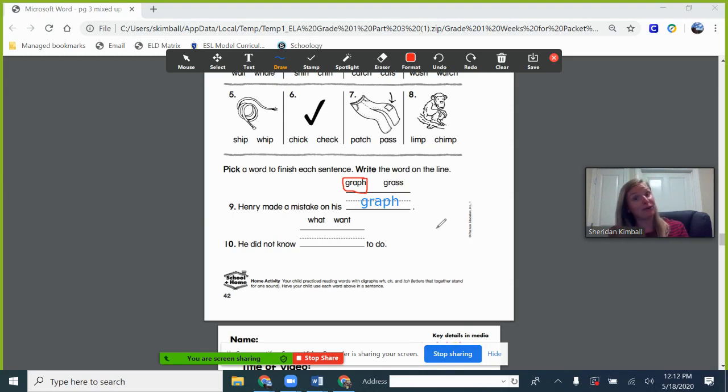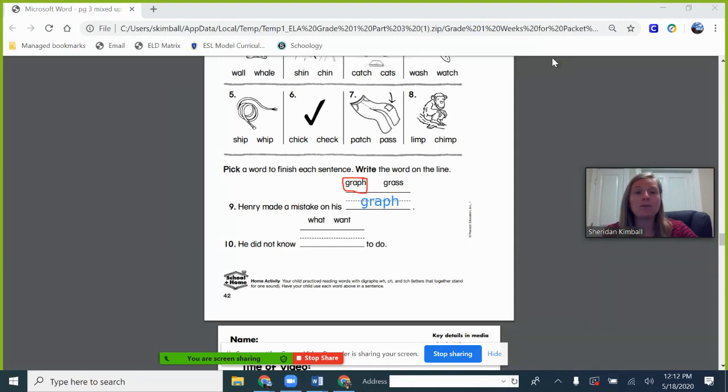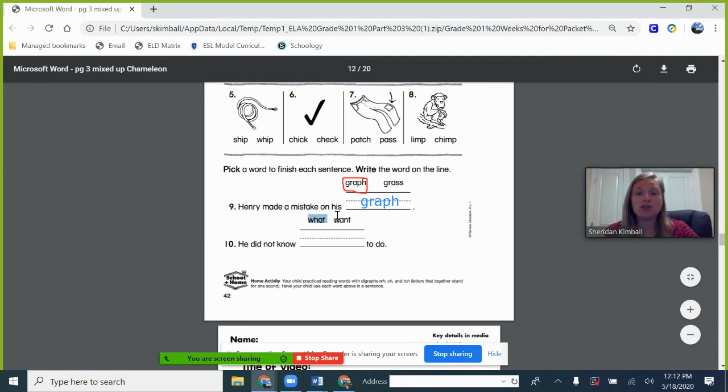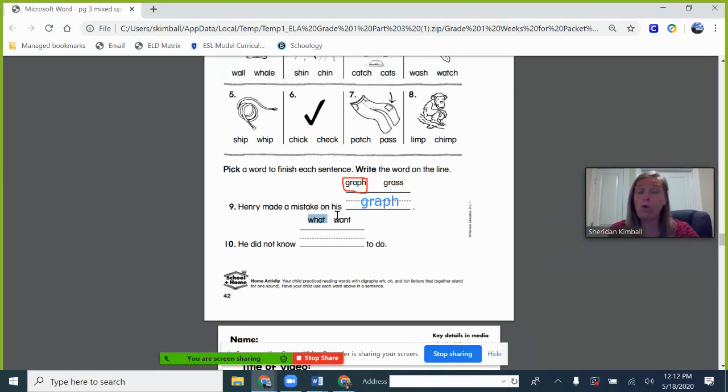Good job. Now you're going to try number 10 on your own. I'm going to give you both of your choices and you need to decide which word to put in the spot, okay? Number 10, he did not know, to do. Let's see which word we should choose. He did not know what to do. Or should the sentence say, he did not know want to do?